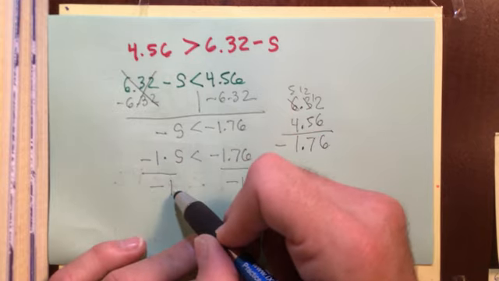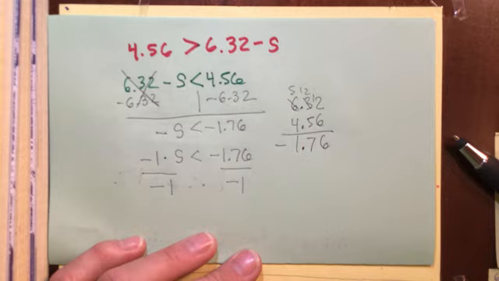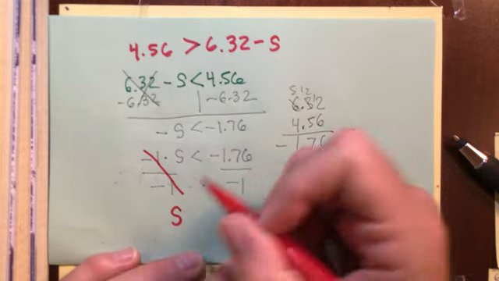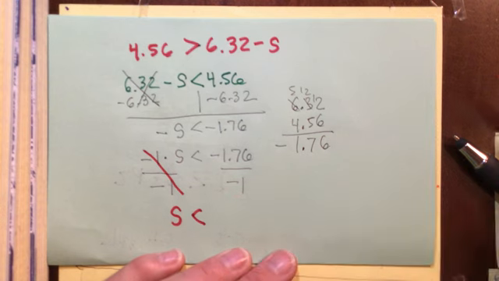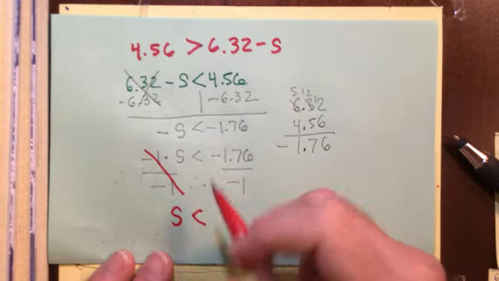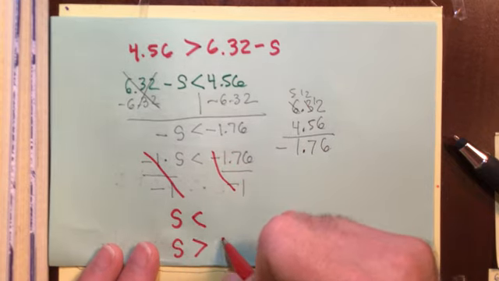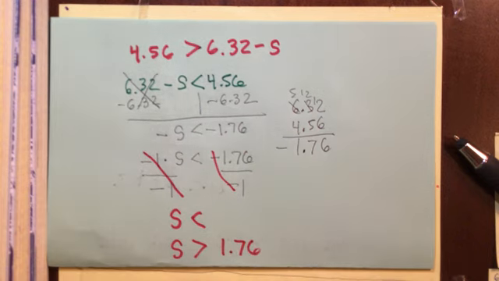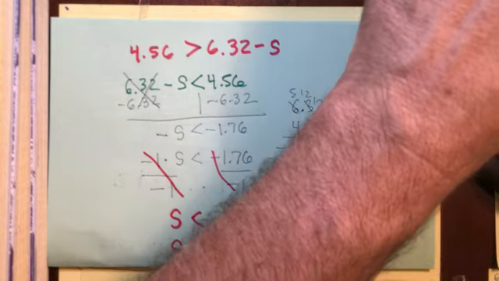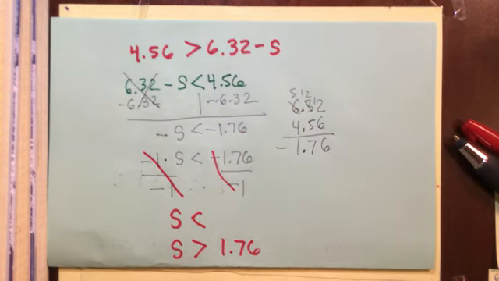A negative divided by a negative is going to get rid of that and change it to a positive. So I'm going to have S is less than, whoops, but I just divided by a negative, sir, so we got to flip it. And then a negative divided by a negative, the negatives are going to cross out. So I'm going to have 1.76. So S is greater than 1.76. Boom.